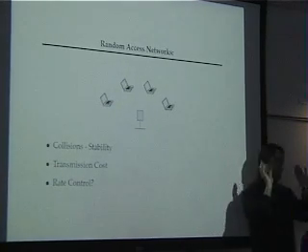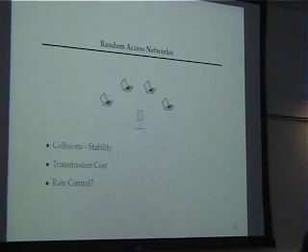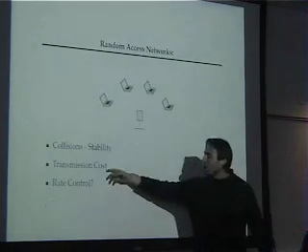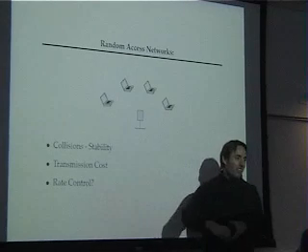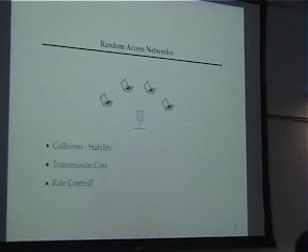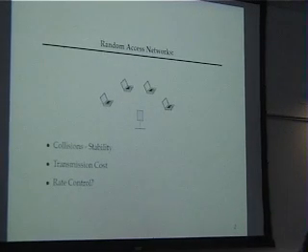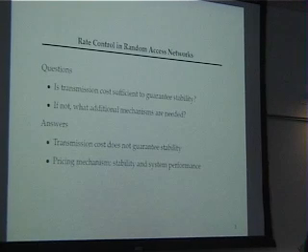So this is where we start, with random access networks with transmission costs. The intuition is that maybe this helps us. Maybe it actually makes life easier because it already implements a rate control mechanism. And the question is, is this true or not? All right, so the next slide.